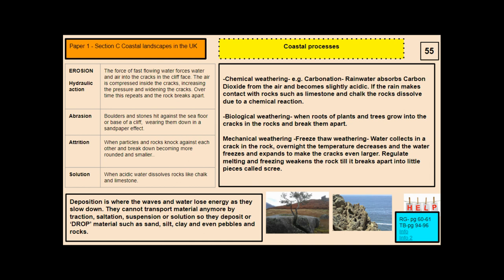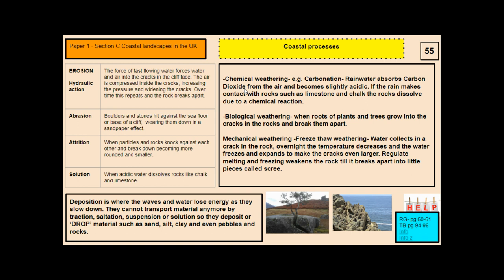Now, we also have weathering. Weathering takes place in situ, above the water line. The first type of weathering here is chemical weathering. Similar to what we just looked at in solution, rainwater can also be acidic because it contains carbon dioxide from the air. When the rain makes contact with certain rocks, again, limestone and chalk are examples, the rocks dissolve. They undergo a chemical reaction and become part of the rainwater.